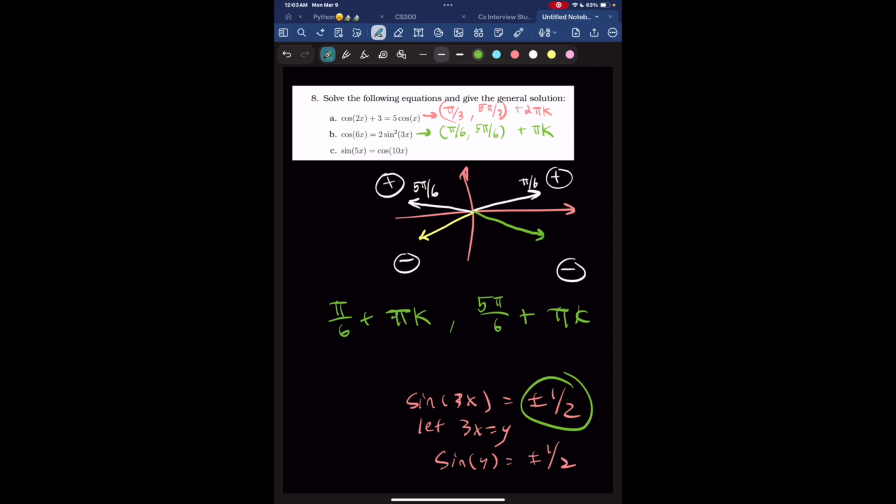Actually, I made a small mistake. This is solutions in terms of y. We need to turn this into terms of x. y is 3x, so x is 1/3 y. We need to multiply 1/3 by all of this. So it's pi over 18, right? So pi over 18, not 6.